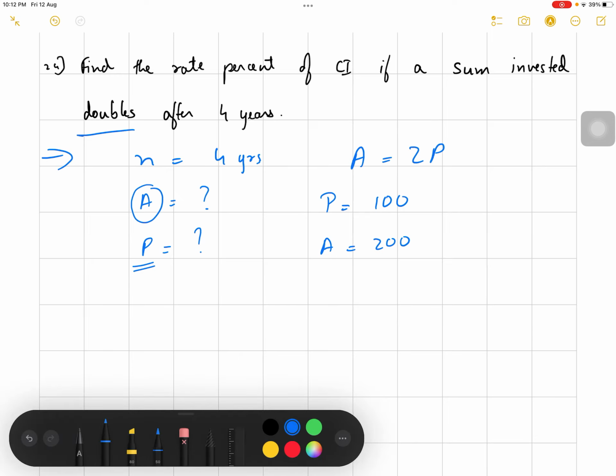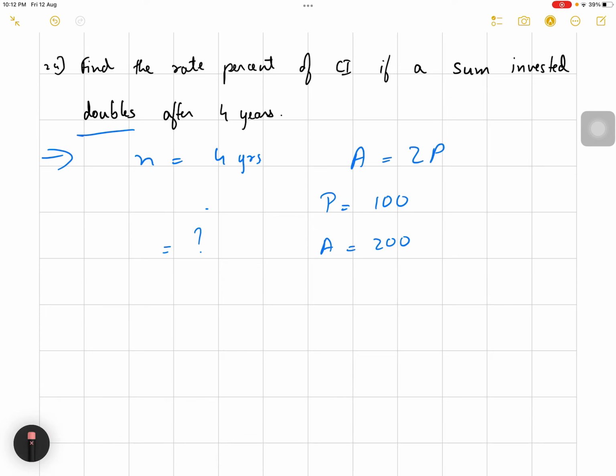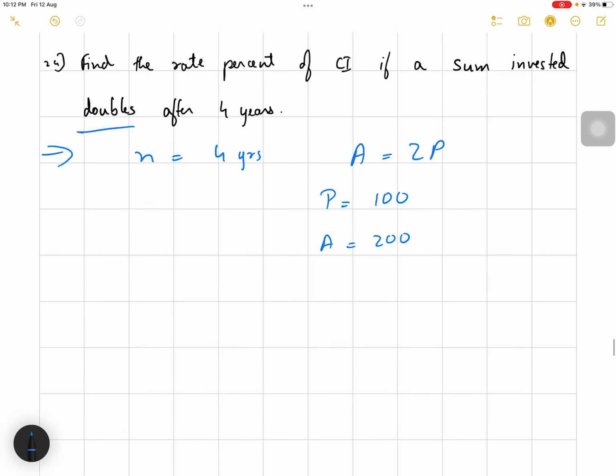So that is given. Let us assume that P is equal to 100, then A is equal to 200. Find the rate percent, and you are supposed to find R, not A or P.